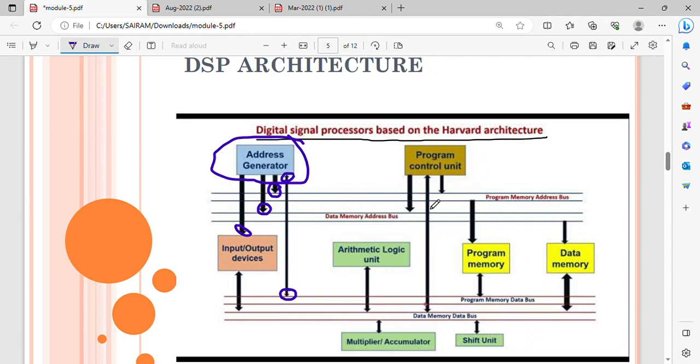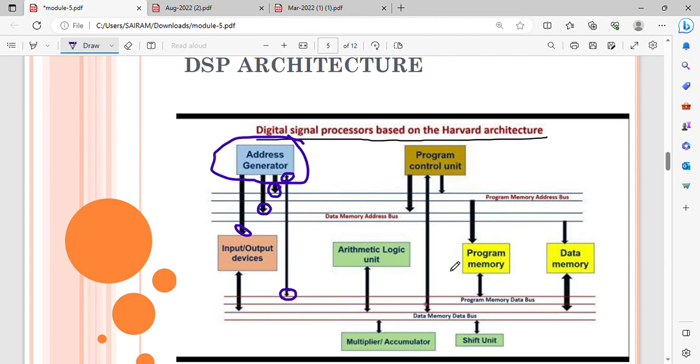And then you come to the program control unit, and the program control unit is connected to the data memory address bus, and here it is also connected to the data memory address bus, and here it's connected to the program memory address bus. And here is the diagram wherein the program memory and data memory are present. The program memory is connected to the program memory address bus as well as the program memory data bus, and this is connected to the data memory address bus as well as the data memory data bus, right? If you understand this cleanly, you can understand things better, right? So this is what I was about to tell you.